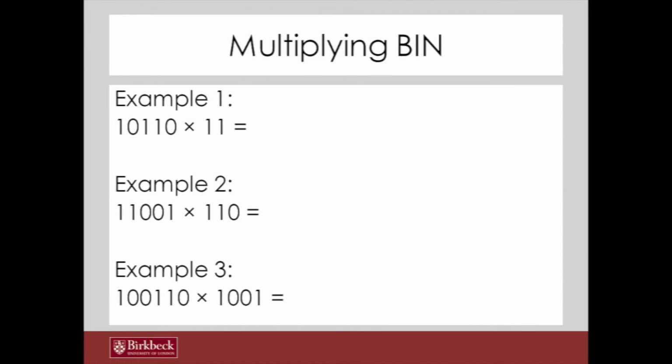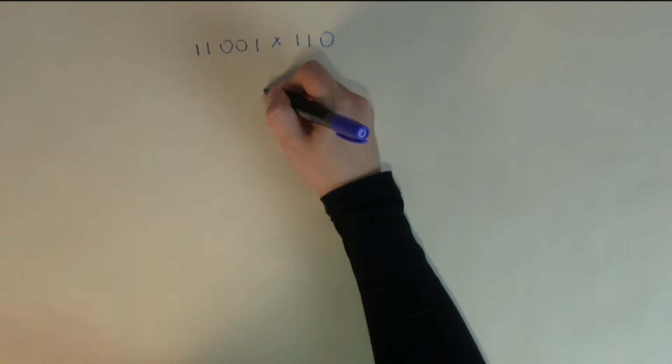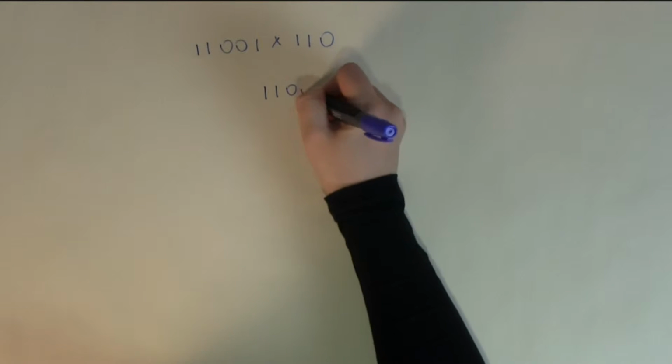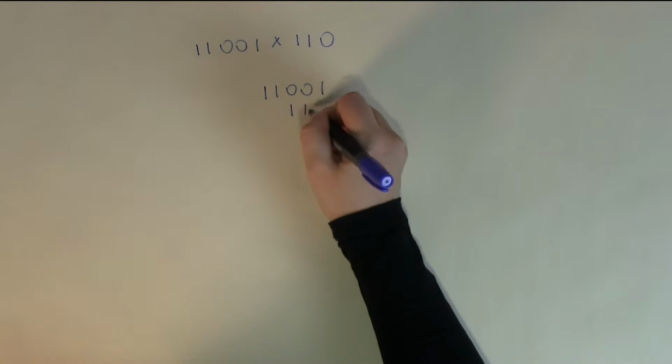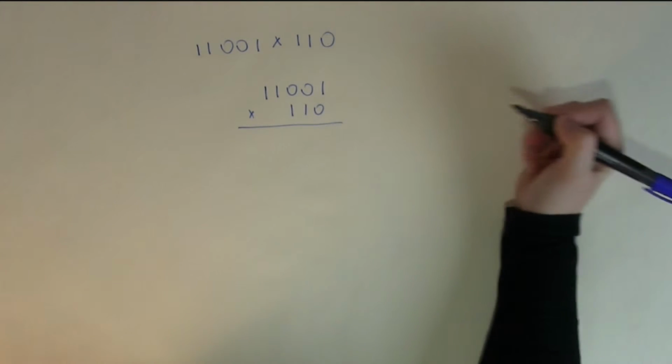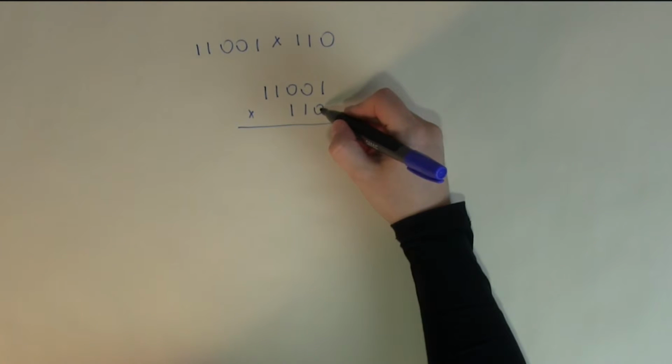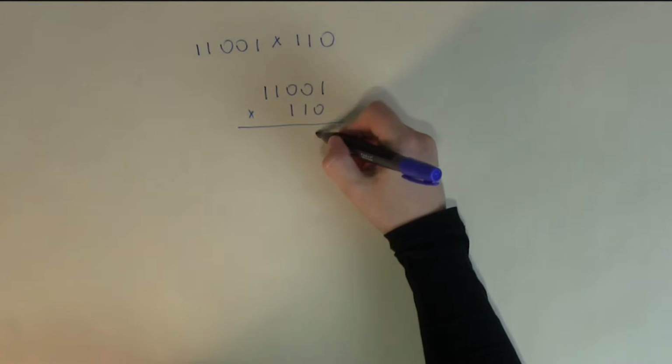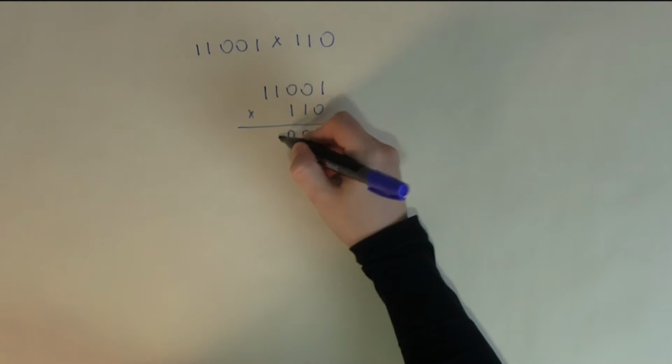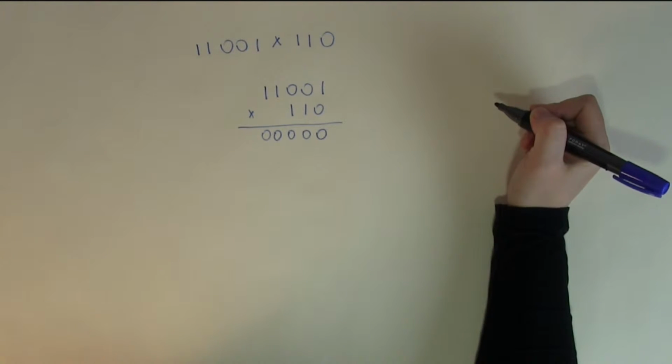So let's look at the next example. 1, 1, 0, 0, 1 multiplied by 1, 1, 0. Now we have got 3 digits here, so the multiplication will be slightly longer. So again, copy the digits down, 1, 1, 0, 0, 1, and write the 1, 1, 0 underneath. Now, the first digit is 0. Anything multiplied by 0 is just 0. So I can write down all zeros for the first number.